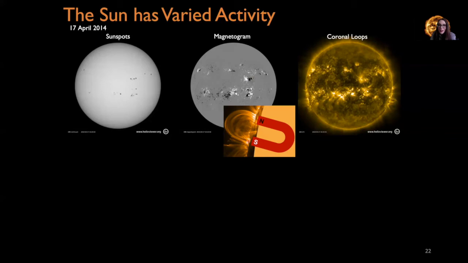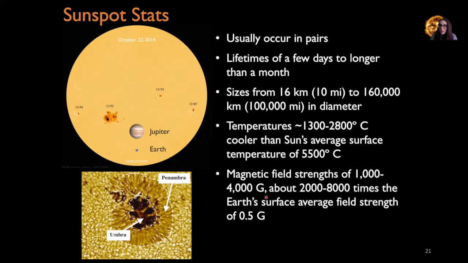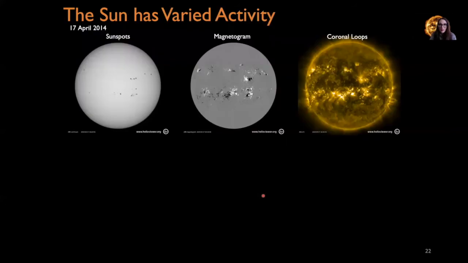The magnetic fields concentrated inside these sunspots can reach strengths of 1,000 to 4,000 Gauss. This is what this capital G stands for. Gauss is a unit of magnetism. And that's about 2,000 to 8,000 times the Earth's surface average field strength, which is only about half a Gauss. Now the sun has varied magnetic activity. The number of sunspots on the sun's surface varies over time, as do a bunch of other solar features.